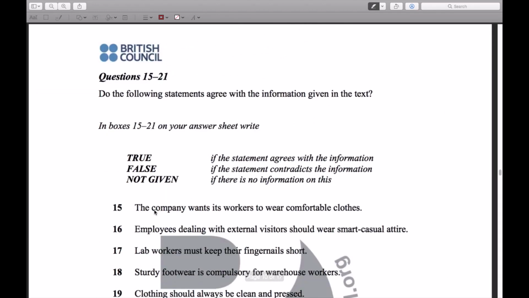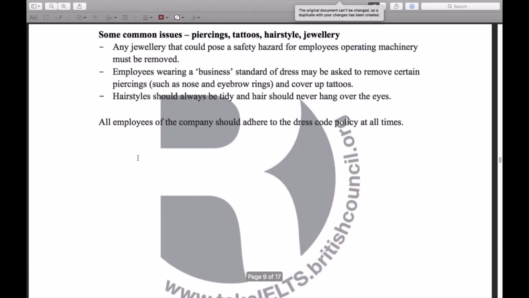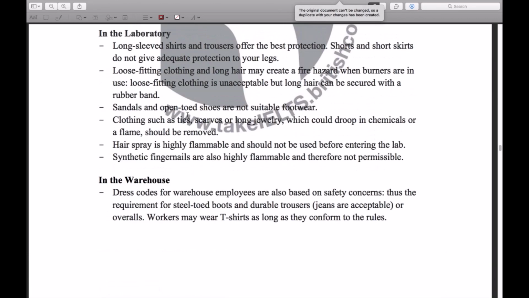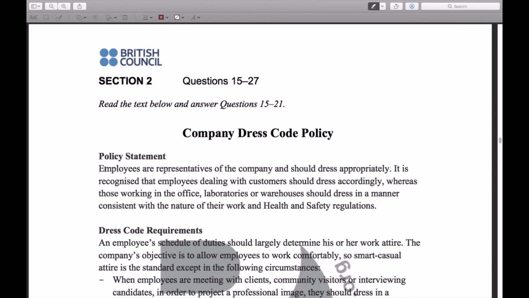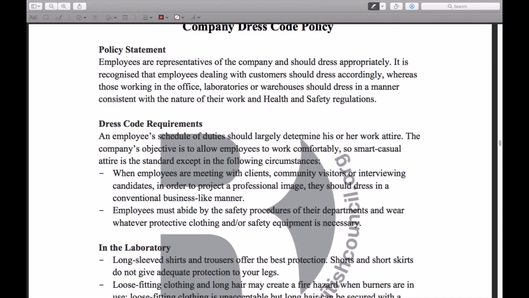The company wants its workers to wear comfortable clothes. We have to look for the comfortable clothes. All right. This is fine. Let's see. So let's talk about the dress code. Where does it talk about comfortable clothes? We know because we read the first line. Now let's see. Let's start from the top. An employee's schedule of duty should largely determine his or her work attire. The company's objective is to allow employees to work comfortably. So smart casual attire is the standard, except in the following circumstances.